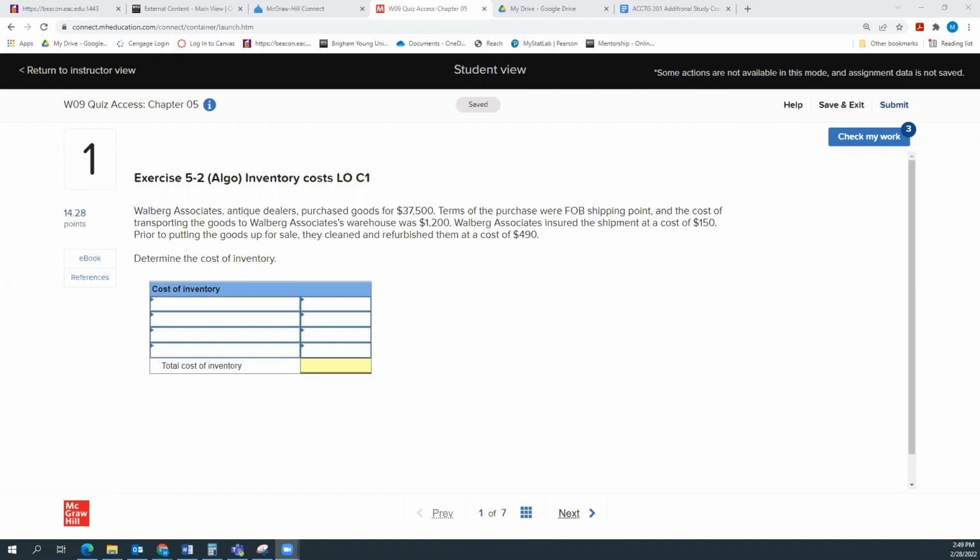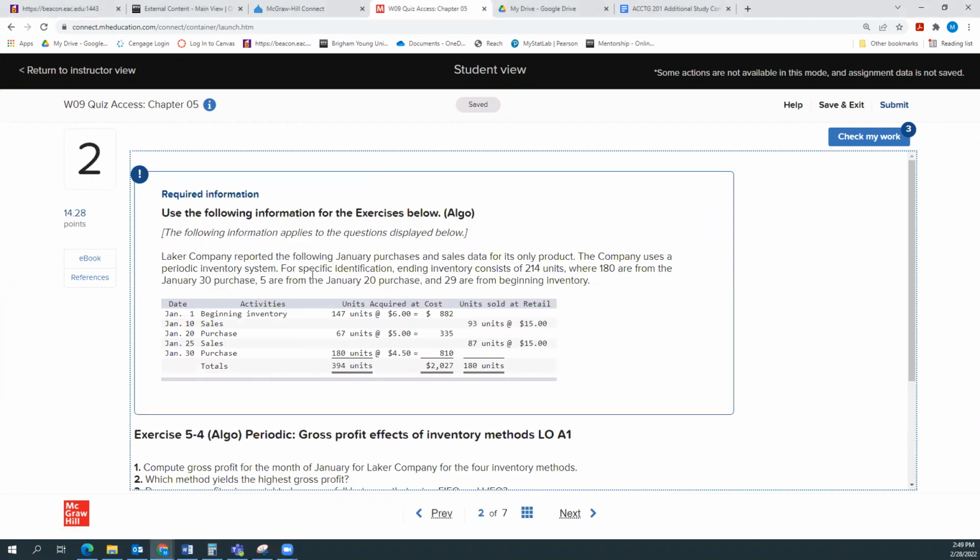Actually, the weeks are a little off sometimes, but this is the chapter five quiz access. I've noticed as they've revamped the course, sometimes the weeks don't match. Don't worry about that. Instead, we'll worry about the chapters. So this is chapter five, and we're actually going to look at not number one, but number two on the chapter five quiz access. So here's all of our information.